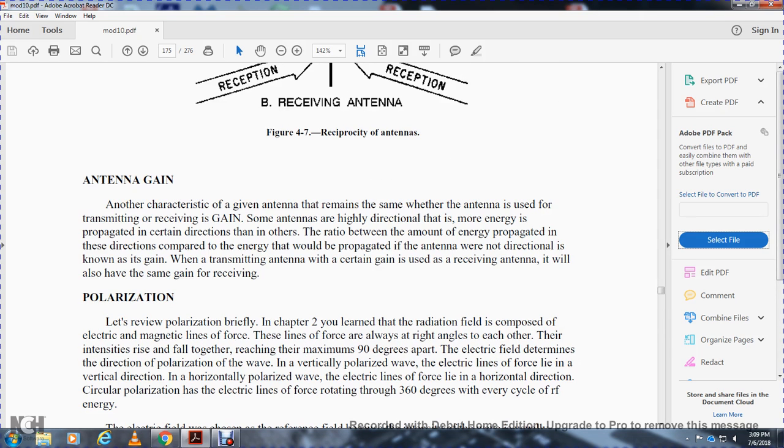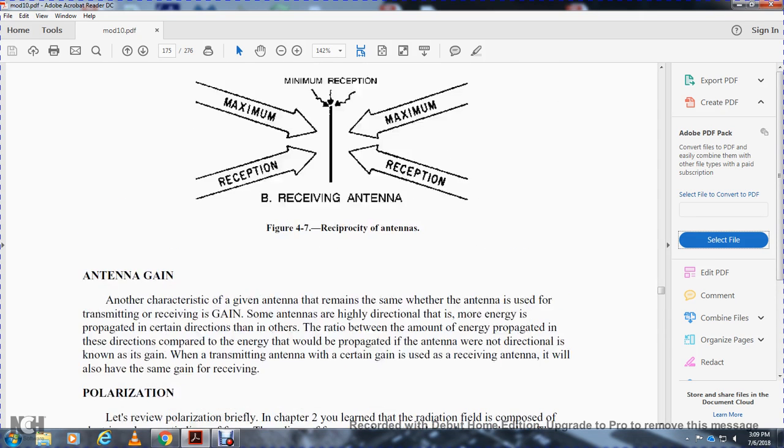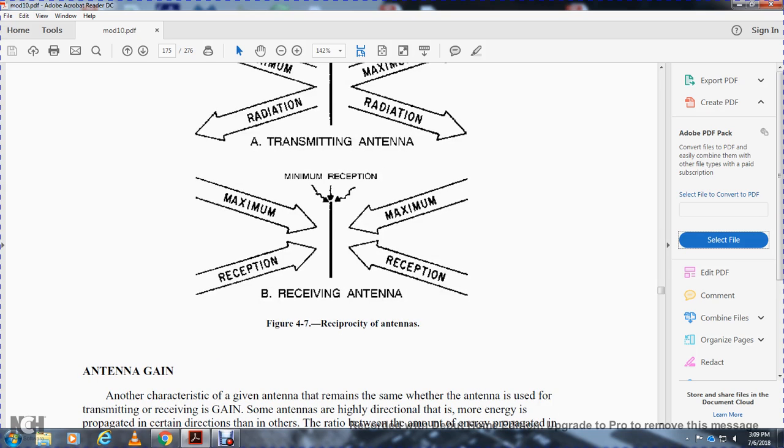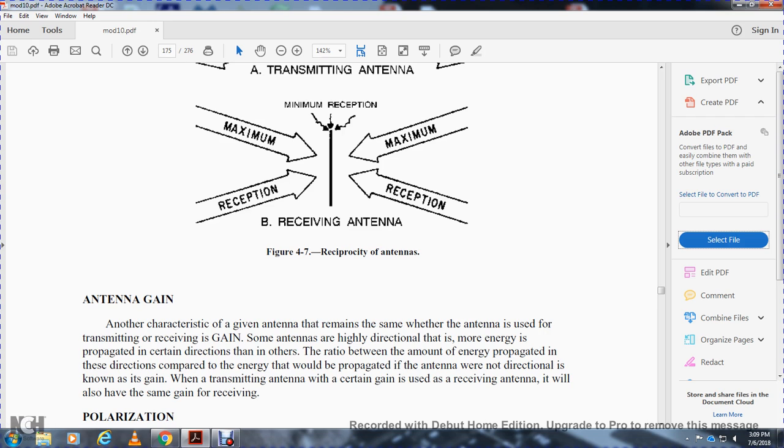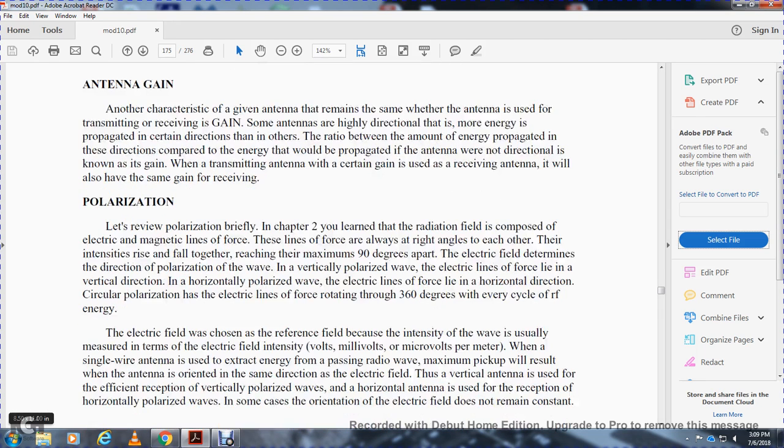Antenna gain. Another characteristic of a given antenna that remains the same whether the antenna is used for transmitting or receiving is the gain. Some antennas are highly directional, focusing more energy in certain directions. The ratio between the amount of energy propagated in that direction and the energy that would be propagated if the antenna were not directional is known as the gain. When an antenna with a certain gain is used for transmitting, it will also have the same gain when receiving.